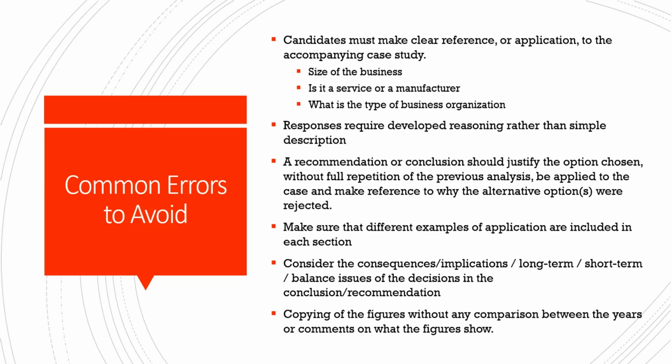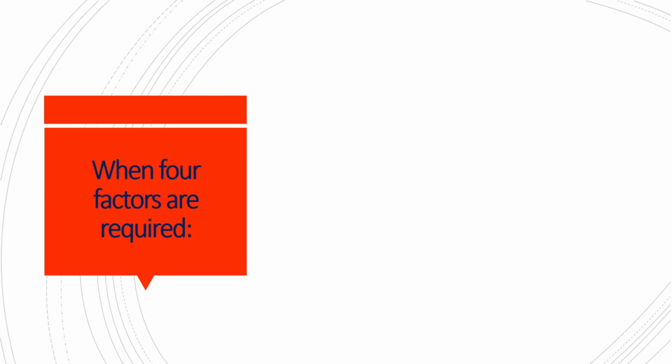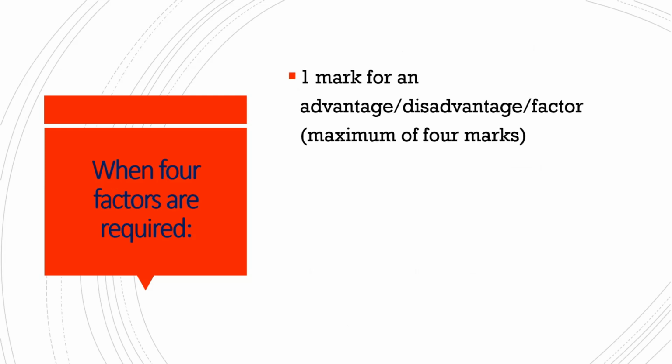Okay, so let's move on further. Now, for part A, sometimes you're asked for 4 factors. So that means out of those 8 marks, 4 marks are just for identification. And this is the easiest. Now, the common error there is that you tend to use points or factors, advantages, disadvantages that are overlapping, that probably mean the same thing. So be mindful of that.